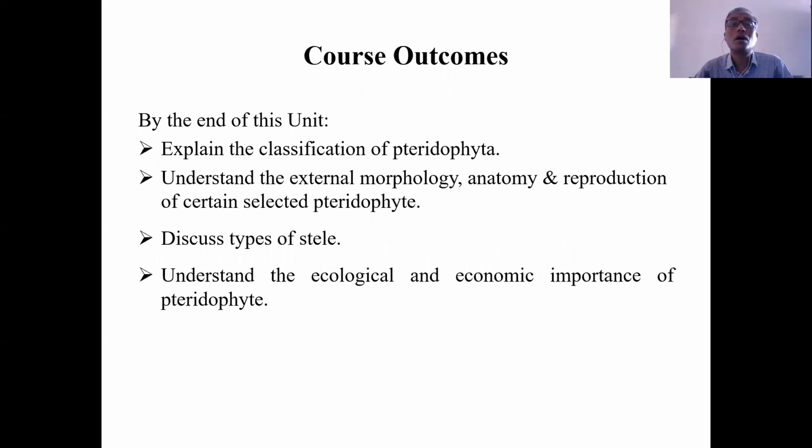Course outcome of second unit. By the end of this unit, the student will explain the classification of Pteridophyta. Second course outcome, the student will understand the external morphology, anatomy, and the reproduction of certain selected Pteridophyta, Equisetum and Marsilea. Third course outcome, the student will discuss the types of stele. Fourth course outcome, the student will understand the ecological and economic importance of pteridophytes.